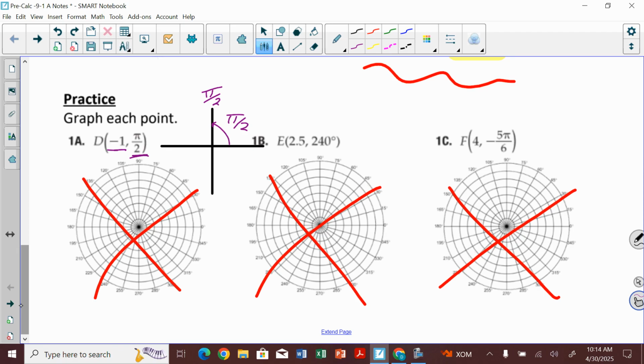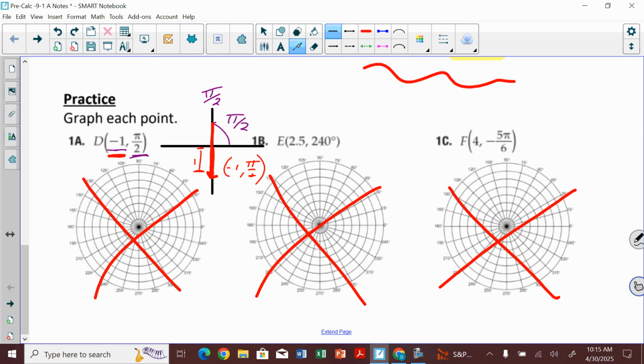Then, since it's a -1, I'm actually going to take my vector, or my radius, and extend it through and down this way, just to show that it's a distance of 1 from here to here. That would be the point -1, pi over 2, because we have to extend it to the other side. The other two are positive, so that's not so bad.